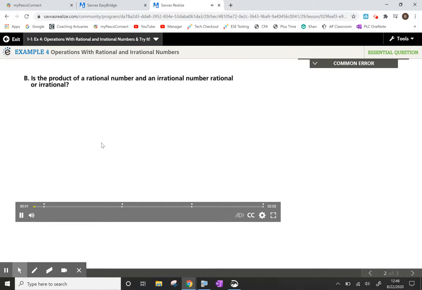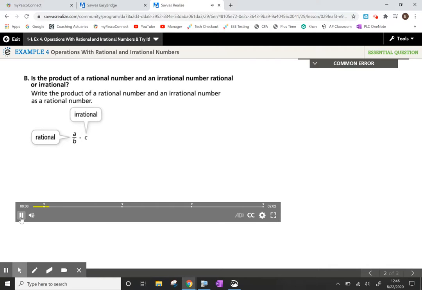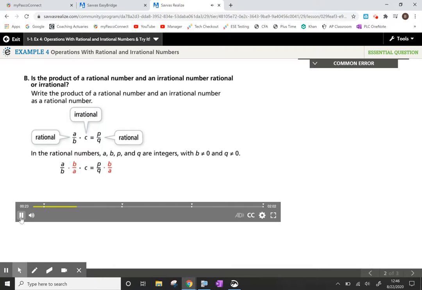Is the product of a rational number and an irrational number rational or irrational? Write the product of a rational number and an irrational number as a rational number. By definition of a rational number, A, B, P, and Q are integers, with B and Q not equal to 0. Solve the equation for C. Multiply both sides of the equation by the reciprocal of A divided by B.